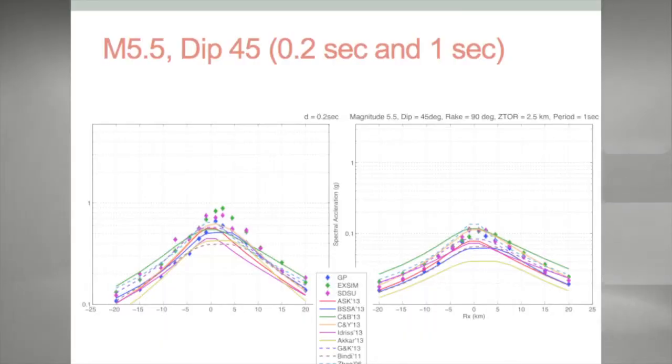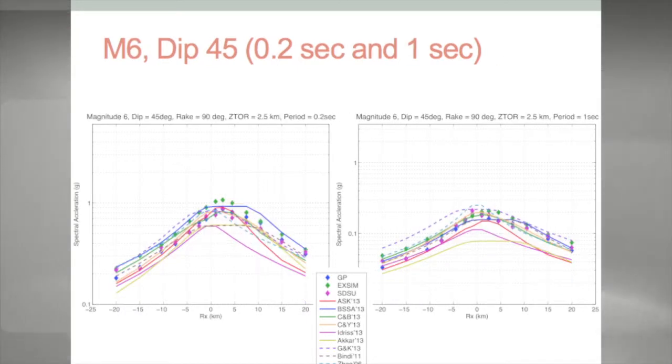Some of the modelers stopped at 6, some of them went down to 5.5. So you can see what the simulations are coming up with at magnitude 5.5. It's at 1 second over here on the left. Akkar is pretty low for the most part.